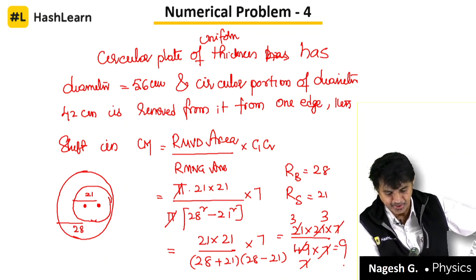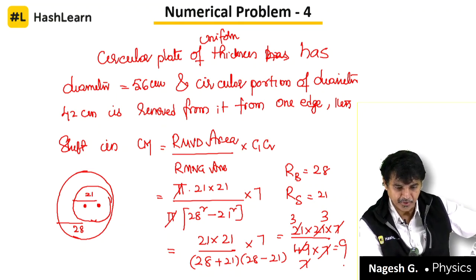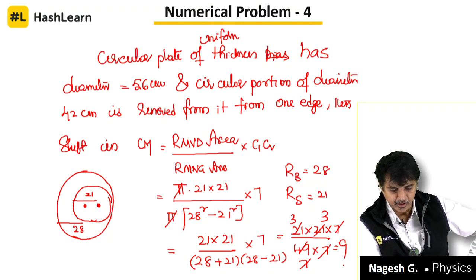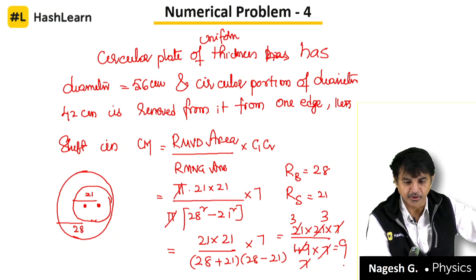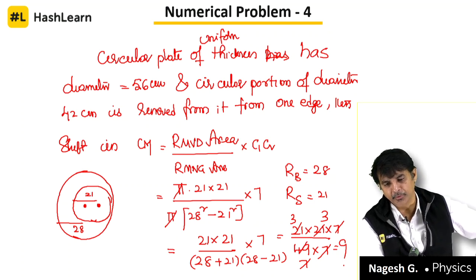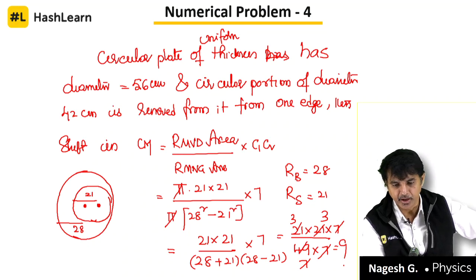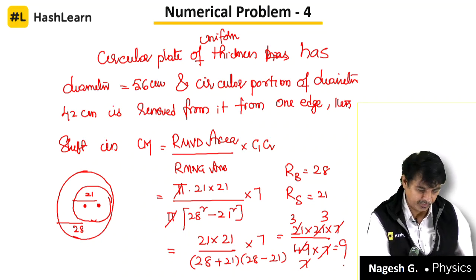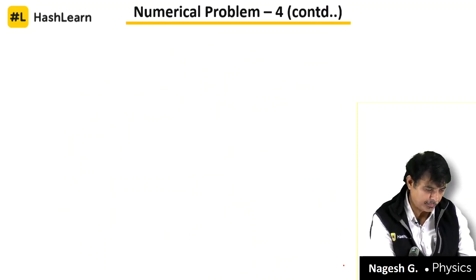So, the removed area pi into 21 square by remaining area pi into 28 square minus 21 square, into distance between the two centers. Vishnuvardhan got 9, correct answer. The distance between the two centers is equal to the difference in the radii. Radius of the big plate 28, radius of the small plate 21, gap between them C1C2 is equal to 7. So, the correct answer is equal to 9 centimeters. And a few more applications I am feeding.